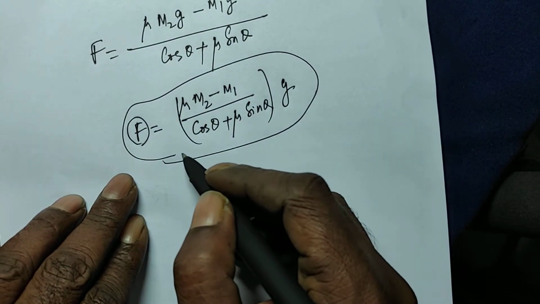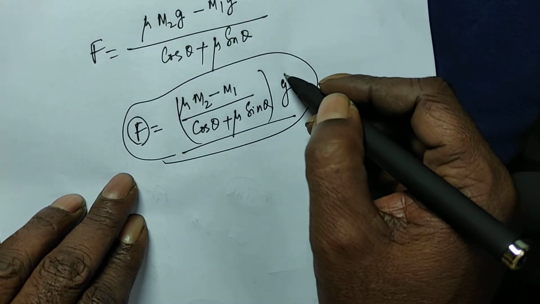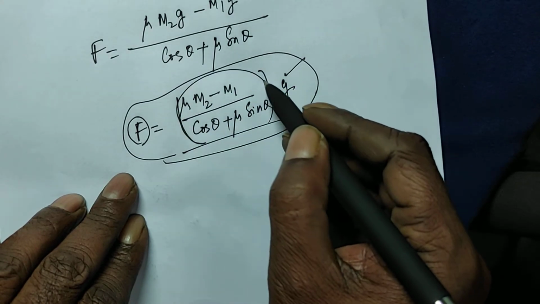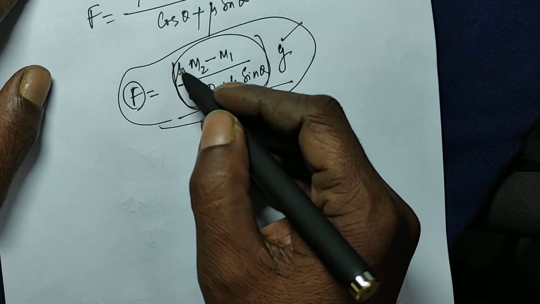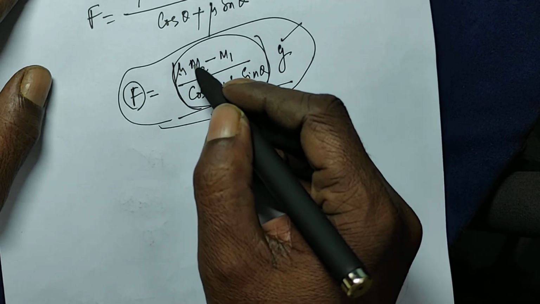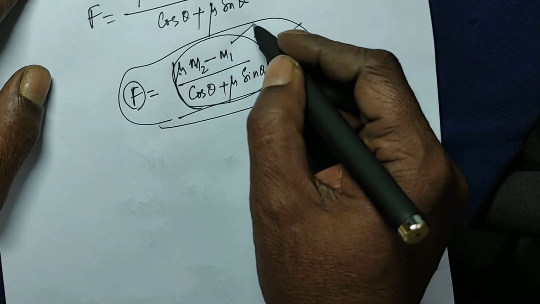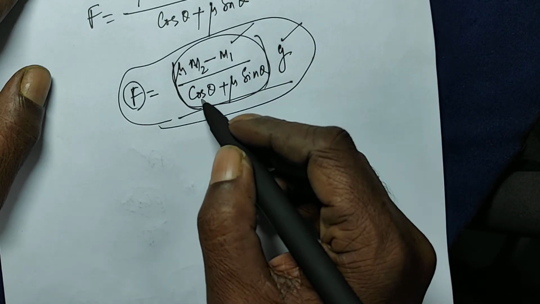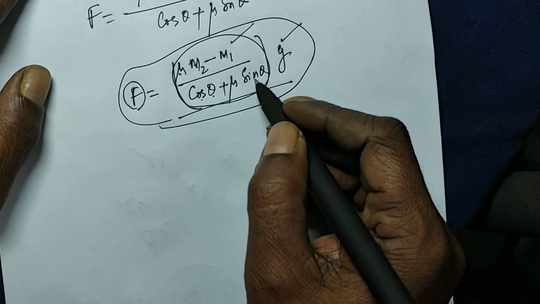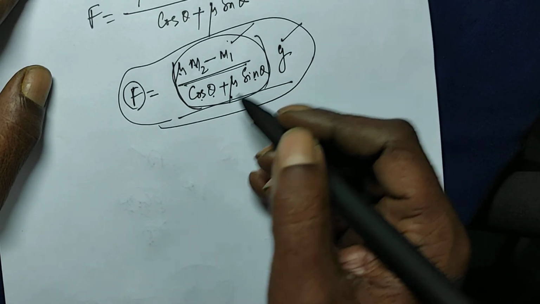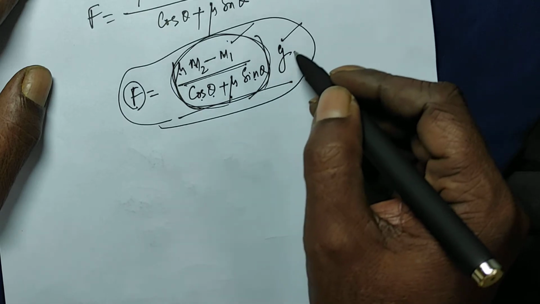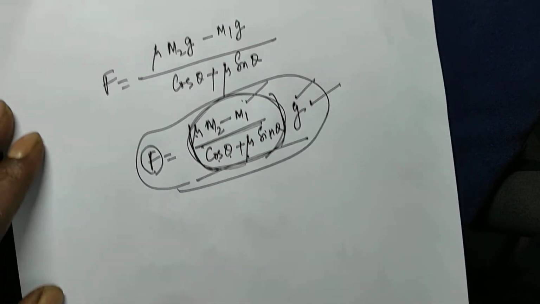This is a force, so the right hand side has to be a force. This is acceleration, so this part must be mass. Look, mu is a number, into mass is mass, minus mass is kilogram, so the numerator is kilogram. Cos theta is a number, mu is a number, sin theta is a number, so the denominator is a number, mass over a number is mass. So F is equal to some mass times the acceleration. So that is all about it.